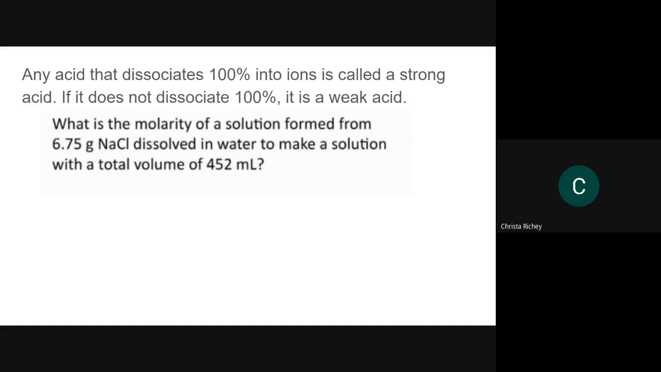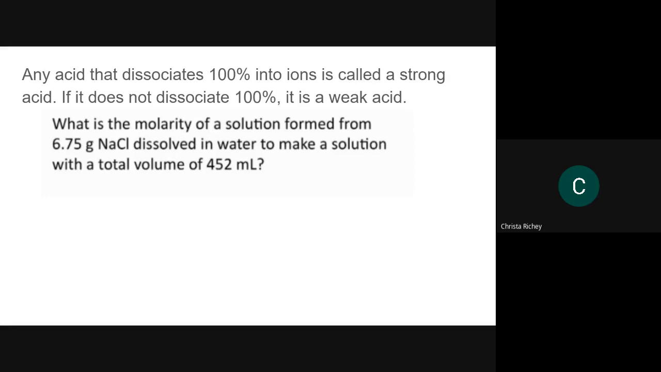If it does this 100%, all of the hydrogens and all of the fluorines from hydrofluoric acid dissociate, pop off of each other, it's a strong acid. If they don't all pop off of each other, it's considered a weak acid. We did not go over that part very much. And then your test apparently also talks about Bronsted-Lowry acids and Lewis acids. We didn't talk about any of that stuff. I think that might be like the next slide. And we have another math problem.